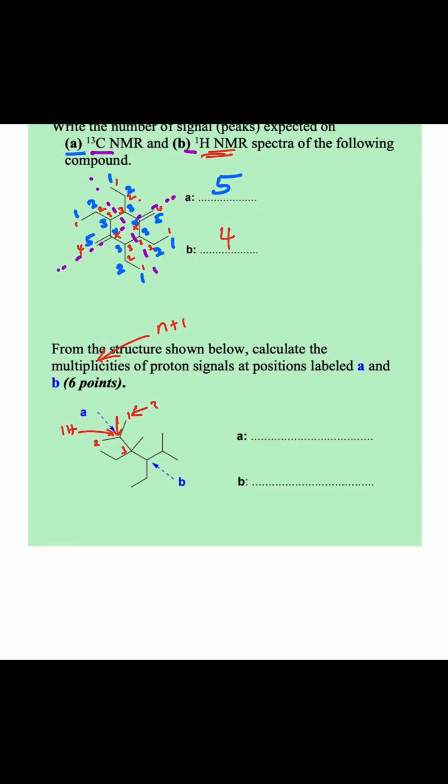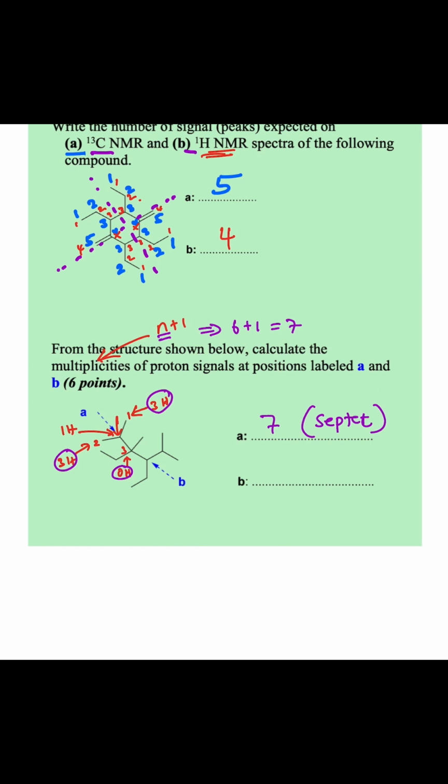This carbon number 1 has 3 hydrogens, carbon number 2 has 3 hydrogens, and carbon number 3 has no hydrogen, so 0 hydrogen. To determine what the value of N is, you add all the protons or hydrogens on the neighboring carbon. So we have 3 plus 3 plus 0 gives you 6. So N equals 6, and therefore the formula becomes 6 plus 1, which equals 7. And therefore the multiplicity for A is 7. And that one is called septet. And you can use a Pascal triangle to determine the intensity of that multiplicity.